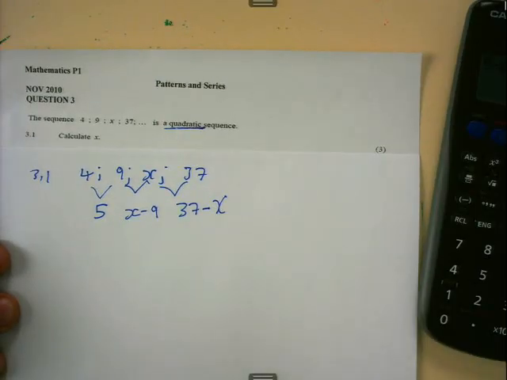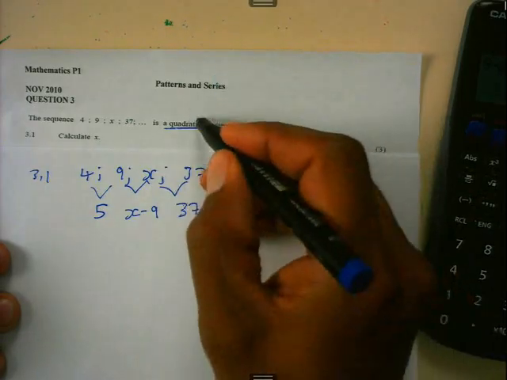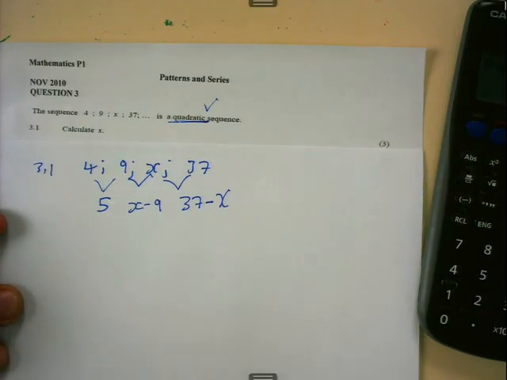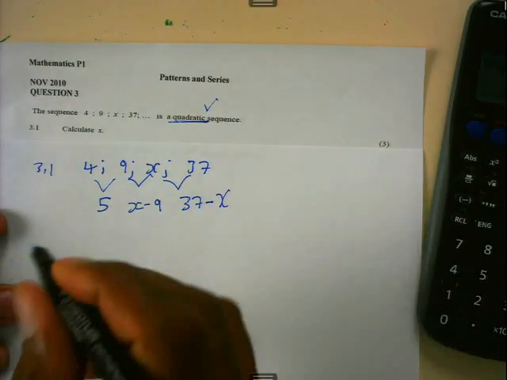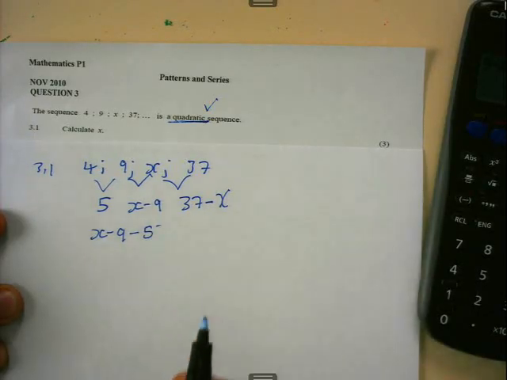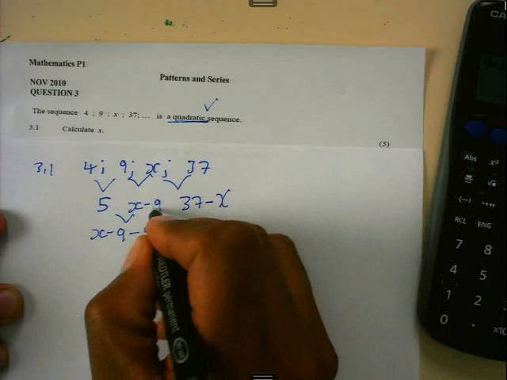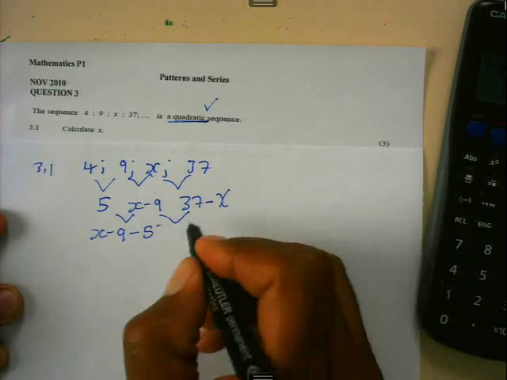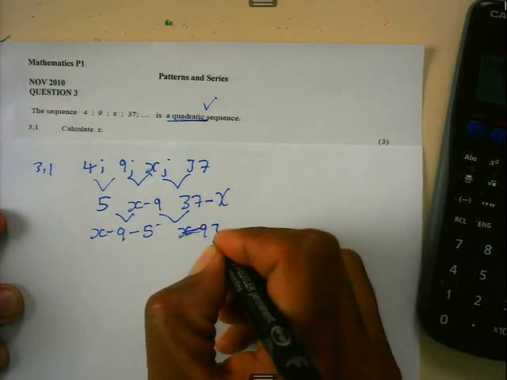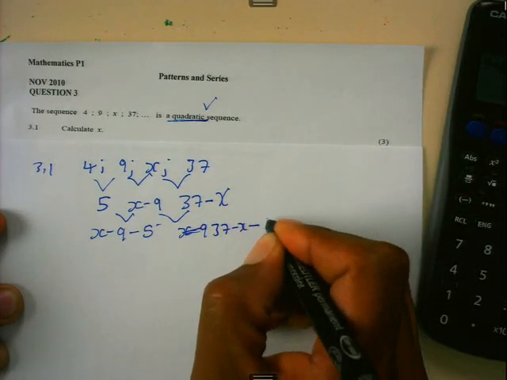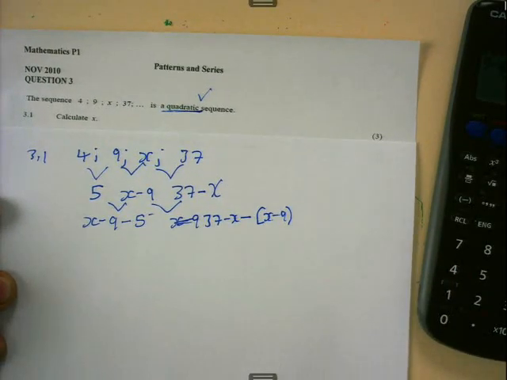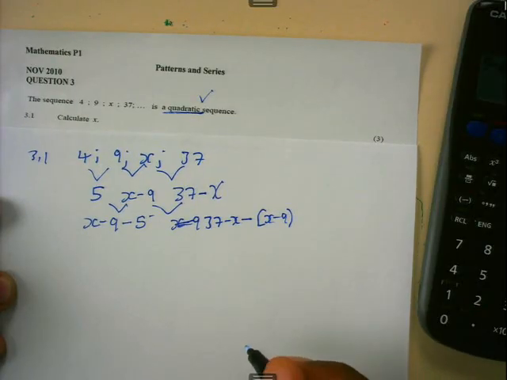But now we need to go to the second difference. Why? Because we know that the sequence is quadratic. Now, how do we determine the second difference? Of course, we take x minus 9, then we subtract 5 from it. That is x minus 9 minus 5. And also on this side, we take 37 minus x, then we subtract from it x minus 9. Can you see that one? That is 37 minus x minus (x minus 9).